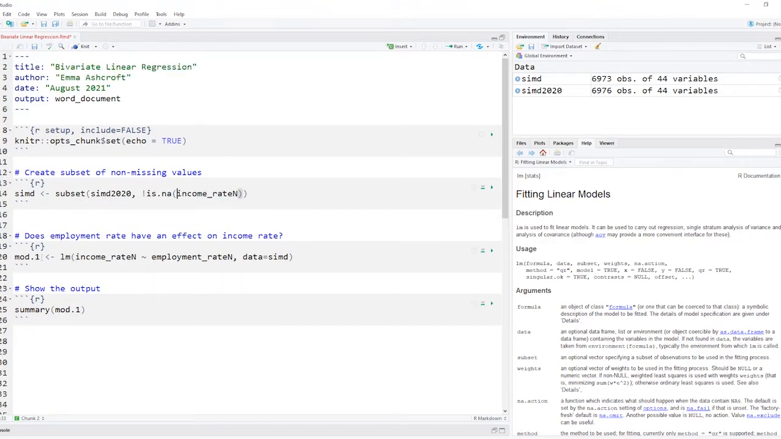So to run the model, we give the model a name. We use the lm function, which is short for linear model. We then place our outcome variable, followed by the tilde sign, then our predictor variable, and we name our data.